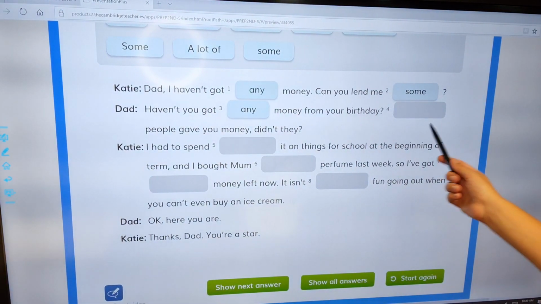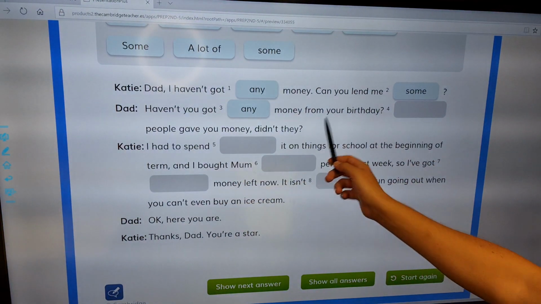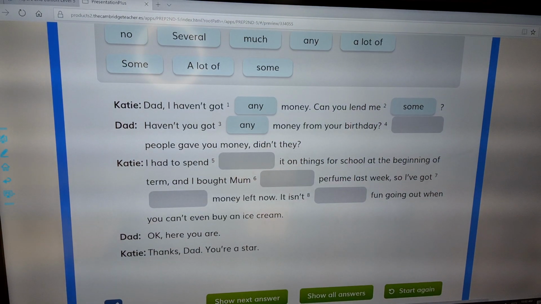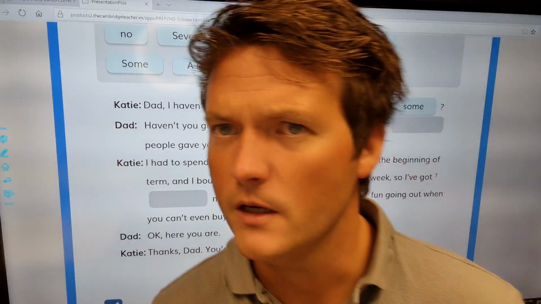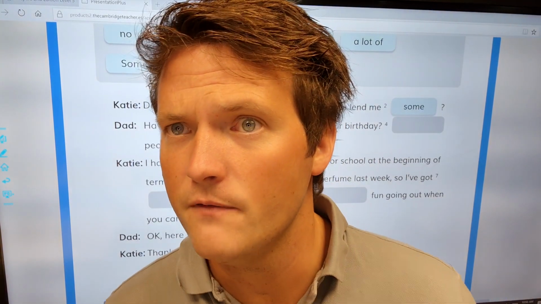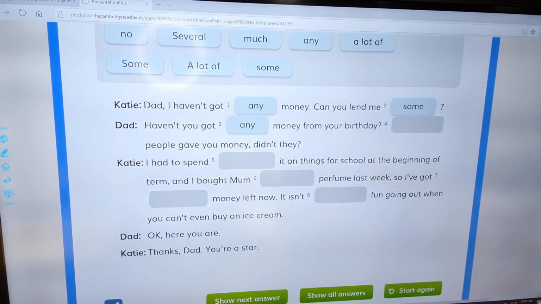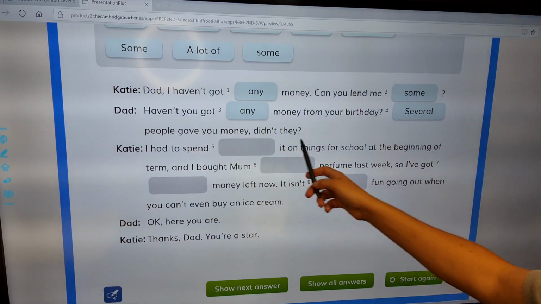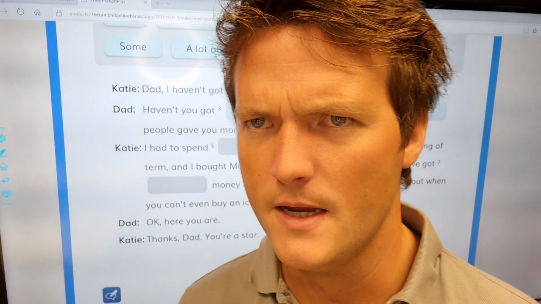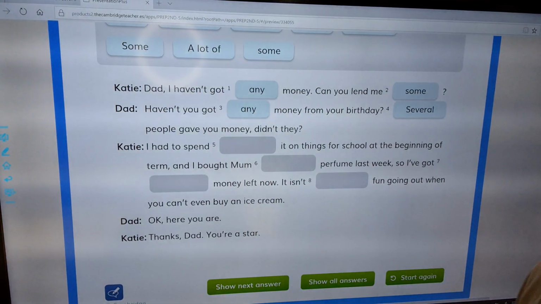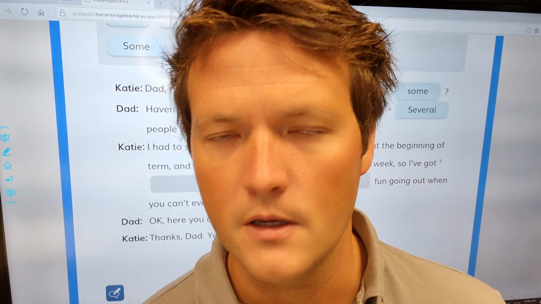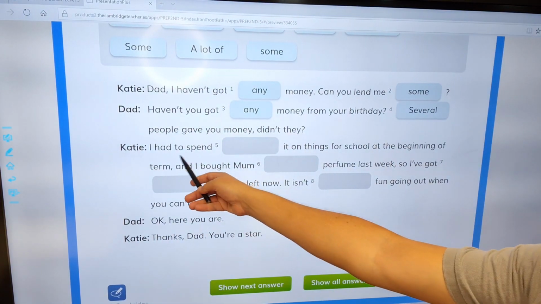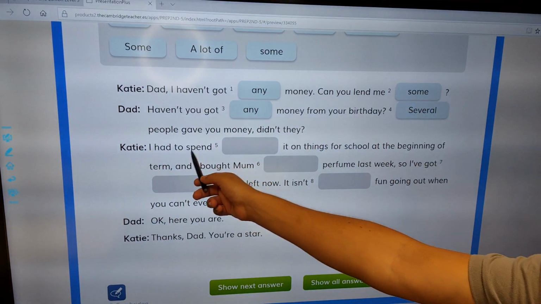I don't understand. People gave you money, didn't they? I guess maybe, like quite a few people gave you money. Several, maybe it's several. Several people gave you money, didn't they? I don't understand how you've spent all your money so quick. You've got a problem, Katie. Katie, what does she say?